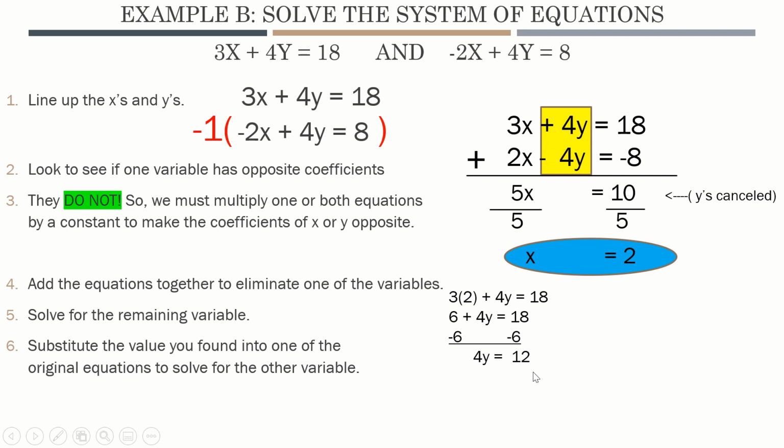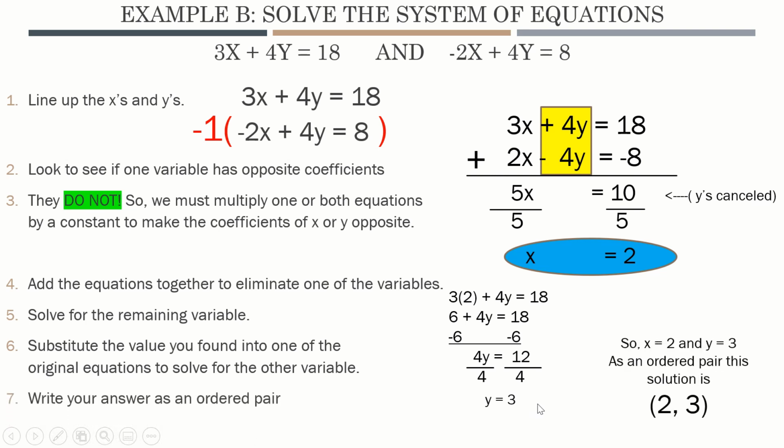Say it with me. 1, 2, 3. Divide both sides by 4. You're exactly right. Well done. If we divide both sides by 4, y is 3. Ladies and gentlemen, we have x and we have y. So we're going to write our answer as an ordered pair. Since x is 2 and y is 3, the ordered pair is 2, 3. That's it. That's example B. And that's almost as hard as they get.